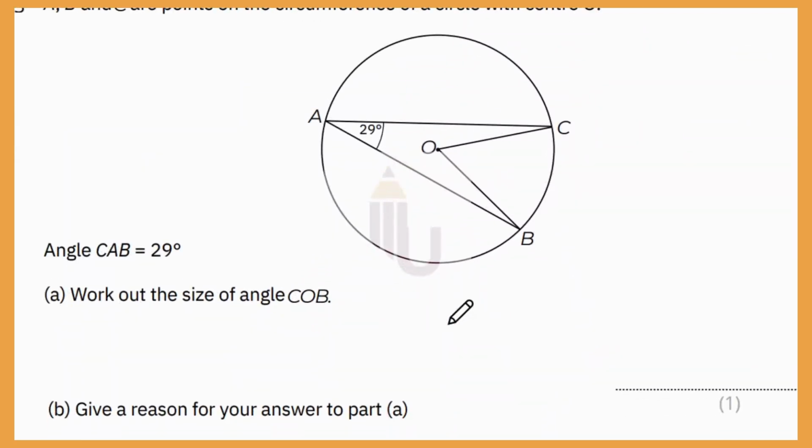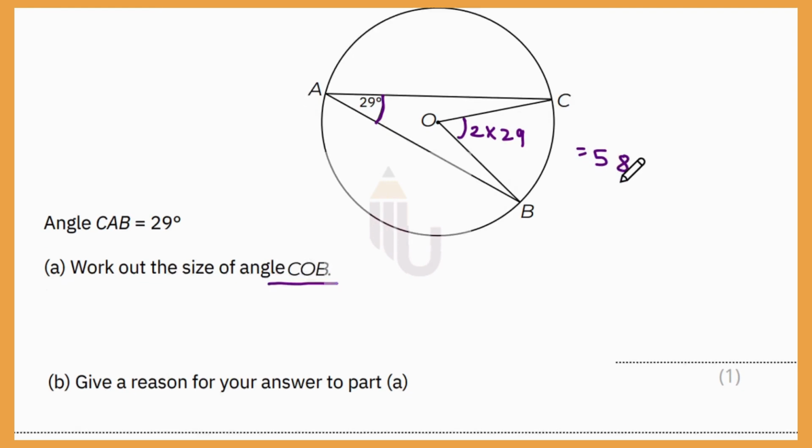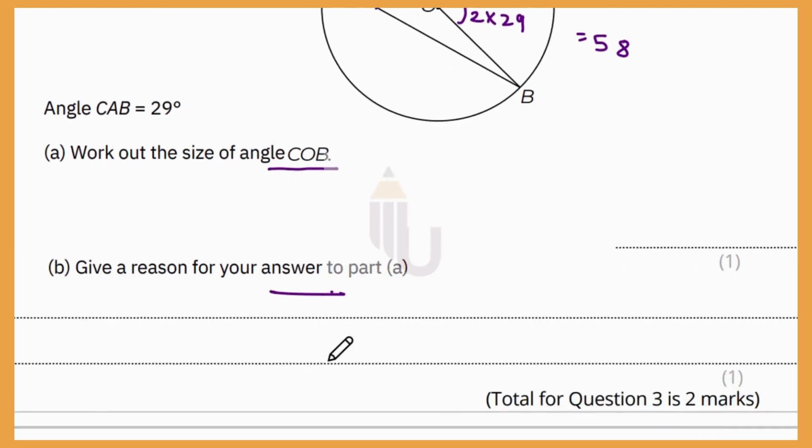Next question. Here we have to find the size of angle COB. Angles in the same segment are equal, while the angle at the center is twice the angle at the circumference. That's the theorem we'll be using. So this is 29, so this will be twice of 29. The reason is that theorem, and we can mention it in the second part.